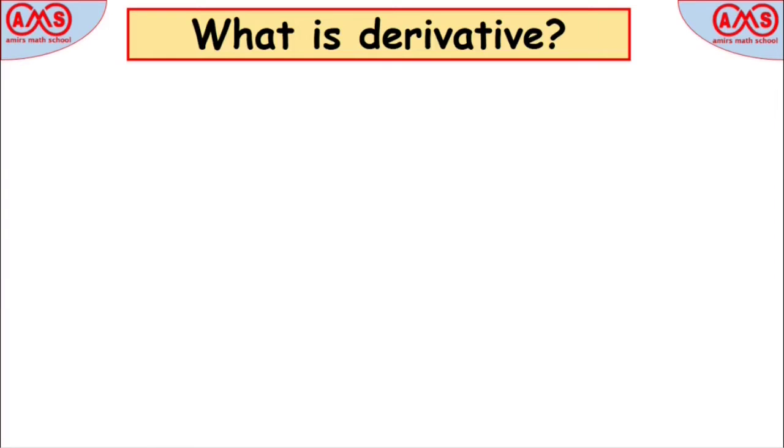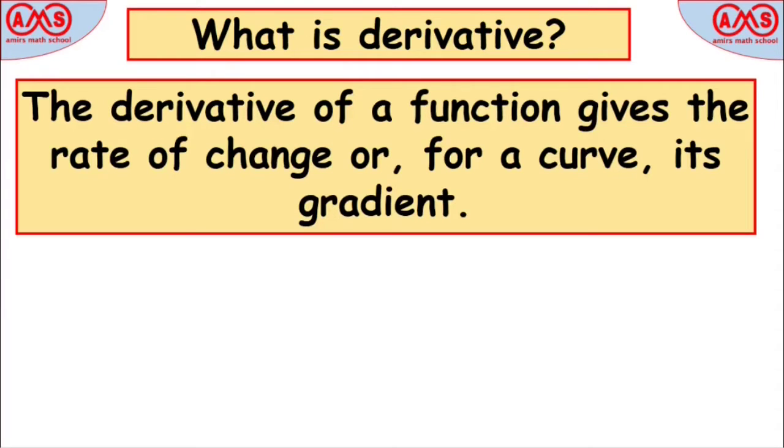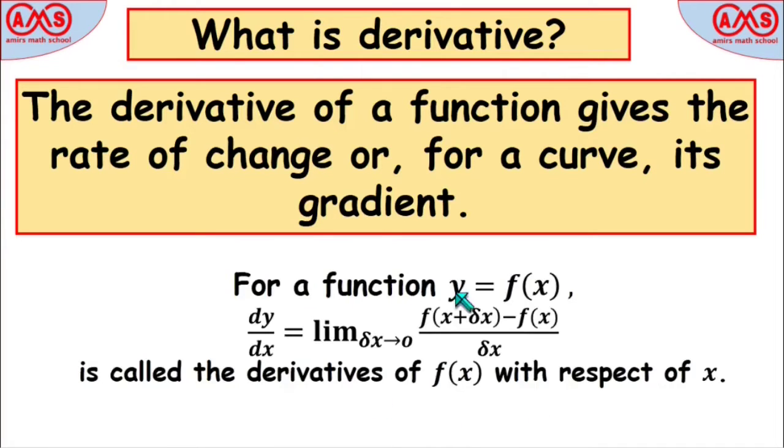Let's start with what is derivative. The derivative of a function gives the rate of change, or for a curve, its gradient. For a function y equal to f of x, dy by dx is equal to the limit as del x tends to 0, that is del x approximates to 0, of f of x plus del x minus f of x divided by del x. This is called the derivative of f of x with respect to x, that is the rate of change of f of x with respect to x. This f of x plus del x minus f of x is the rate of change of f of x, or we can say it is the rate of change of y.